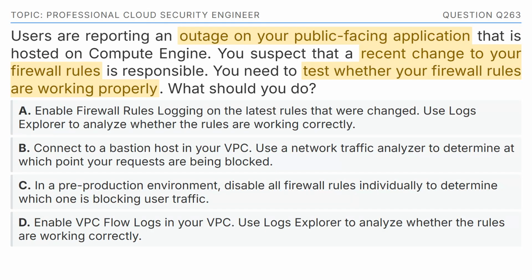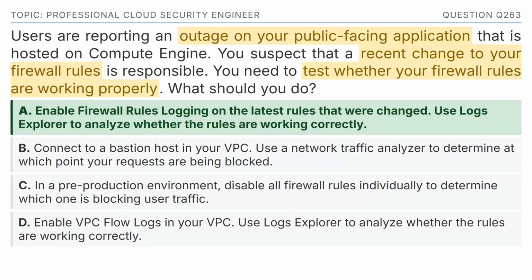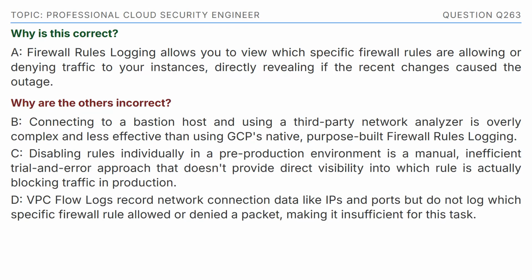To arrive at the correct answer, we focus on the keywords: outage on your public-facing application, recent change to your firewall rules, test whether your firewall rules are working properly. The correct answer is option A. Enable firewall rules logging on the latest rules that were changed. Use Logs Explorer to analyze whether the rules are working correctly. Why is this correct? A. Firewall rules logging allows you to view which specific firewall rules are allowing or denying traffic to your instances, directly revealing if the recent changes caused the outage.